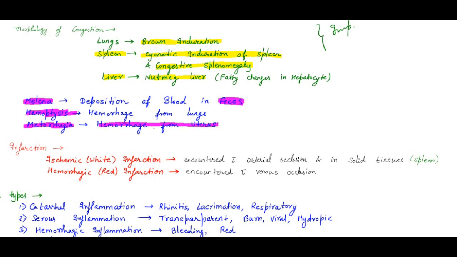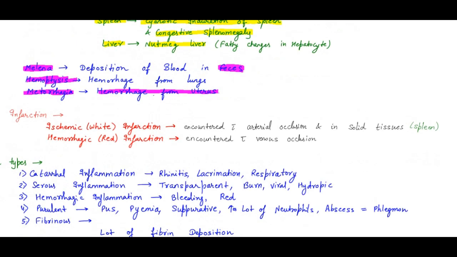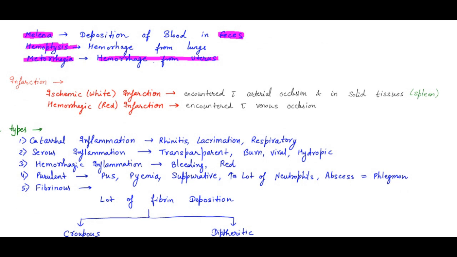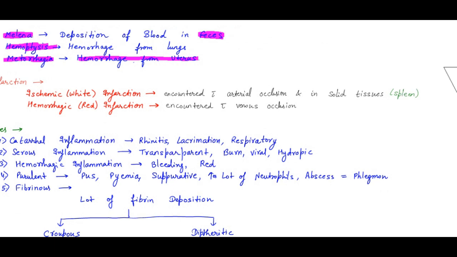Now there are two infarctions: ischemic or white infarction, and hemorrhagic or red infarction. Remember, when we encounter arterial occlusions in solid tissue like the spleen, it leads to ischemic white infarction. Hemorrhagic red infarction is encountered with venous occlusions.